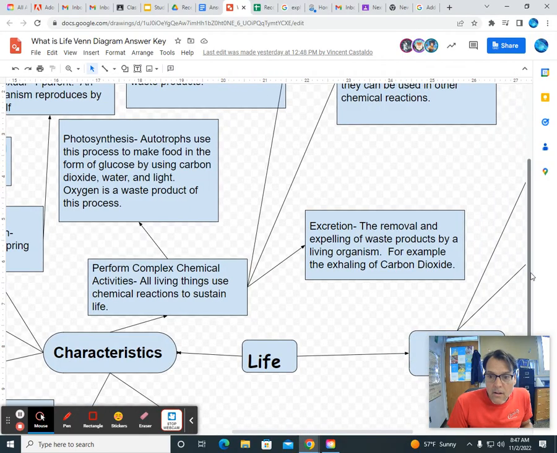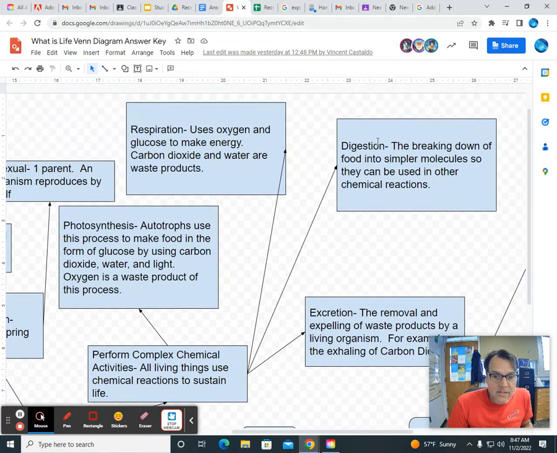All living things go ahead and digest. They break down food into simpler molecules. Okay, this is an example of complex chemical activities. Not every living thing digests, but it's an example of performing chemical activities. So you break food down into simpler molecules. They can be used in chemical reactions.